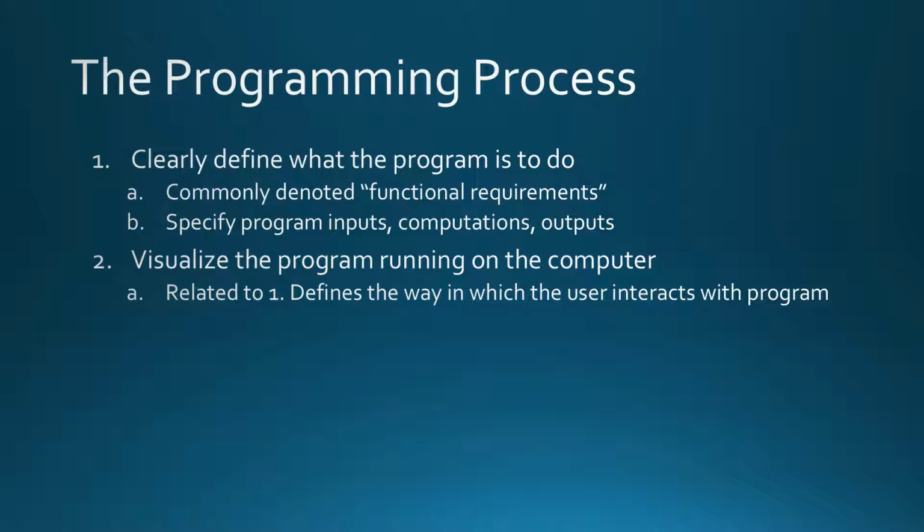The second step is to visualize the program running on the computer. This is very much related to step number 1. This pays particular attention to the way in which the user interacts with the program. And you'll probably be introduced to 2 ways the user interacts with the program. One, through basically keyboard input and console output, and secondly through some kind of simple visual interface that involves dialog boxes.